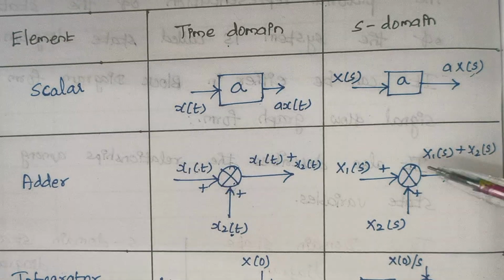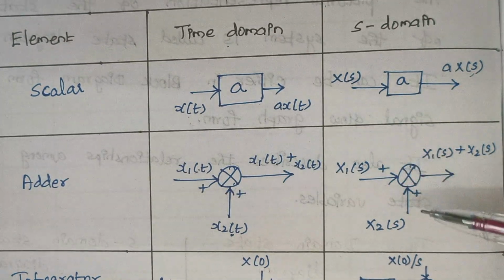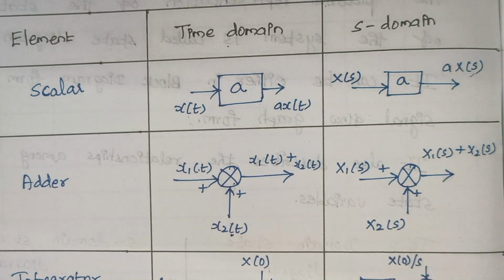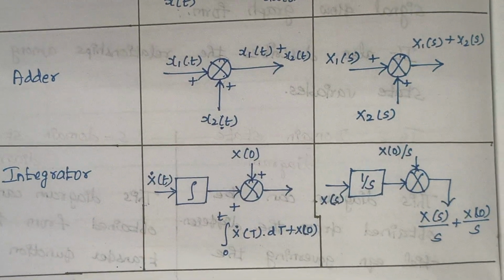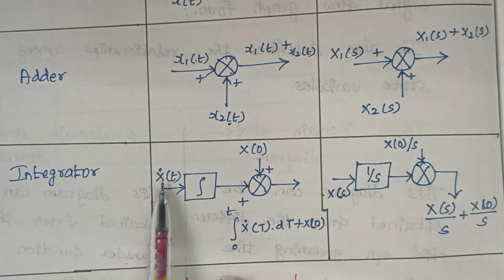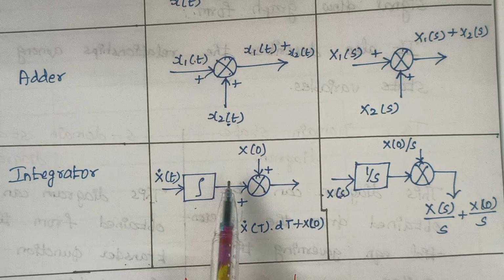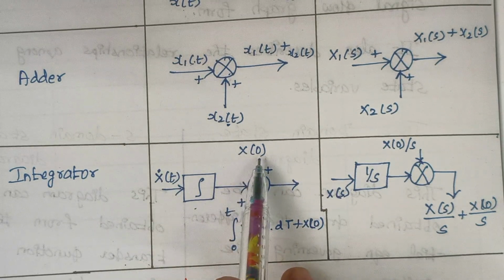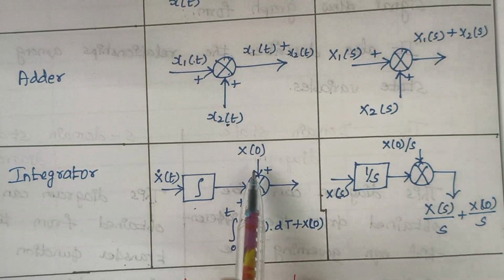So here when you look at this S domain, again x1 of s and x2 of s are the two input signals. Therefore the respective outputs are x1 of s plus x2 of s, right? And the next one is integrator. So integrator, again you see here the input is x dot of t. Okay, we are integrating and the output is given to a summer with the plus sign. And again the other input signal is x of 0, again with the plus sign here, right?